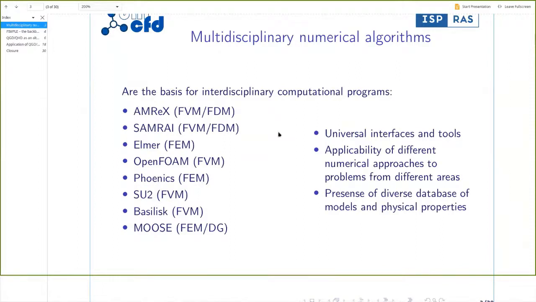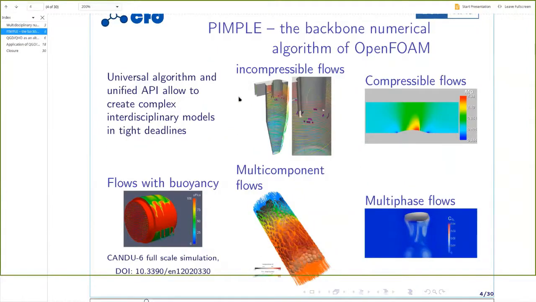First of all, I hope everyone is familiar with OpenFOAM and other listed computational physics programs like Numerics, Samurai, or even Moose. All these packages are united through such a trait as interdisciplinarity. This trait allows us to efficiently solve multi-physics problems within one computational framework. OpenFOAM uses its own numerical algorithm, which is called PIMPLE. It's a hybrid algorithm of PISO and SIMPLE to solve various complex and multidisciplinary problems like incompressible flows, compressible flows, flows with buoyancy, multi-component, and multi-phase flows.